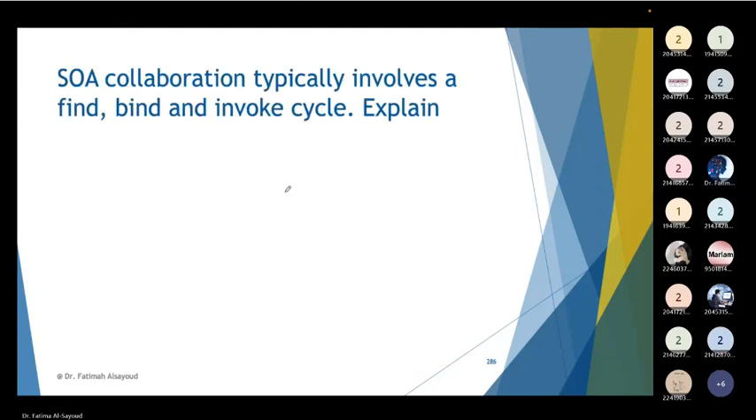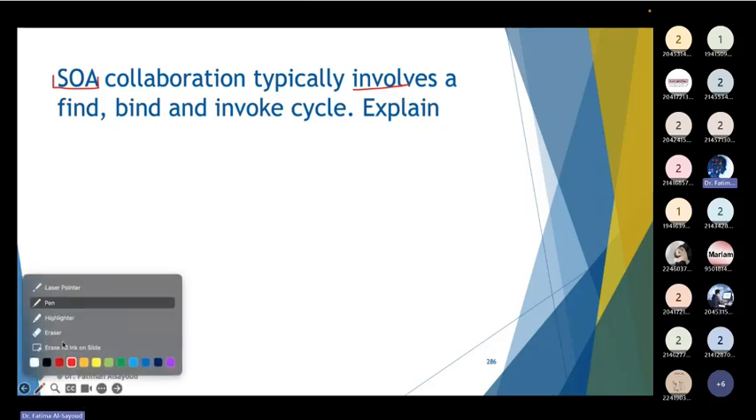Okay, SOA, what does this stand for? What does SOA represent? What is it short for? Service Oriented Architecture. Excellent, thank you. Service Oriented Architecture. Collaboration typically involves how many things? The cycle. Okay, if this question can come like this, I'm going to complete reading this question.